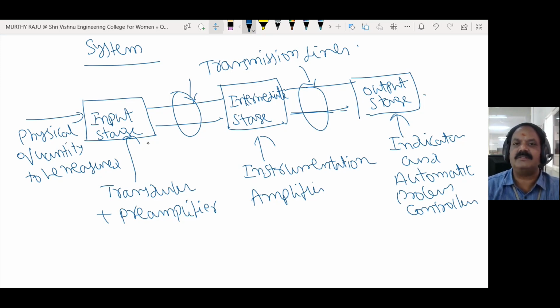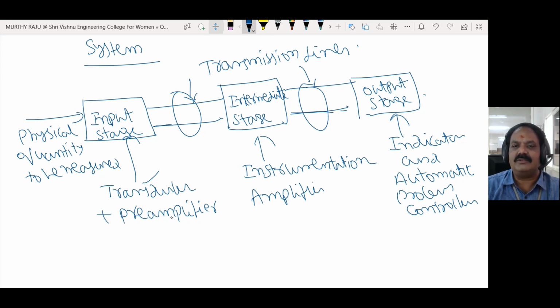First stage of that instrumentation system is transducer plus preamplifier. Transducer converts one form of energy into another form of energy. The input to that transducer plus preamplifier is the physical quantity to be measured. Suppose in case of thermocouple, it converts heat energy into electrical signal. Next, a microphone converts sound energy into electrical signals. In case of strain gauges, it converts pressure force, like mechanical energy, into electrical signals.